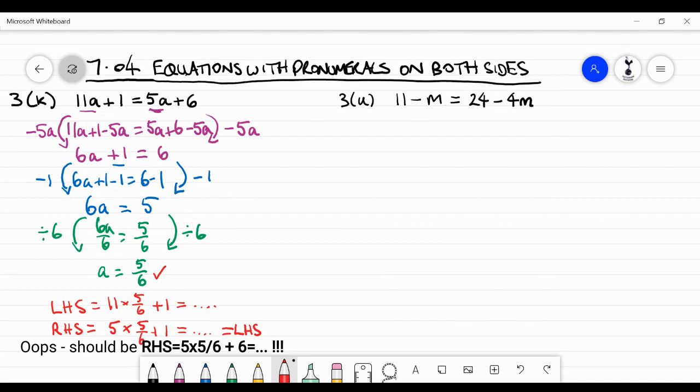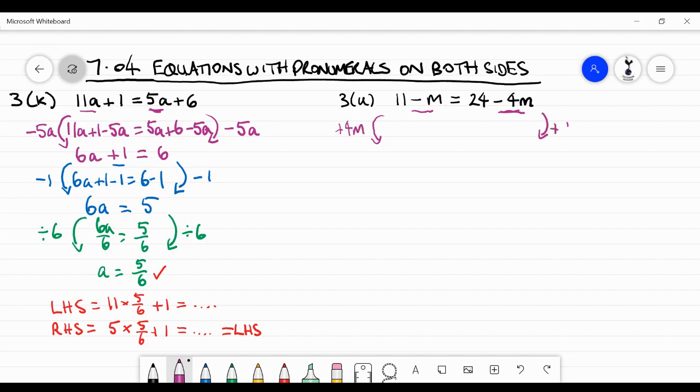Okay, so the next problem, 11 minus m equals 24 minus 4m. A little bit different, this one, because we've got a negative number of m's on both sides. So because they're both negative, we're going to have to add one back. So the best thing to do is look for the one that's most negative, which is the minus 4m, and we're going to add that onto both sides to get rid of the minus 4m: plus 4m, plus 4m.